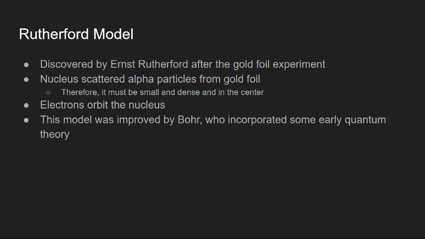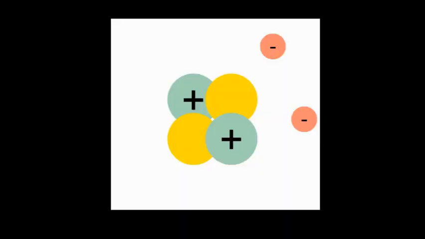These alpha particles must have been deflected by what Rutherford called the nucleus, which must be small and dense and in the center of the atom. And everything else must be empty space if the alpha particles were able to pass straight through it. Electrons, he believed, would orbit the nucleus, sort of like planets around the sun. Bohr later improved this model by incorporating some early quantum theory.